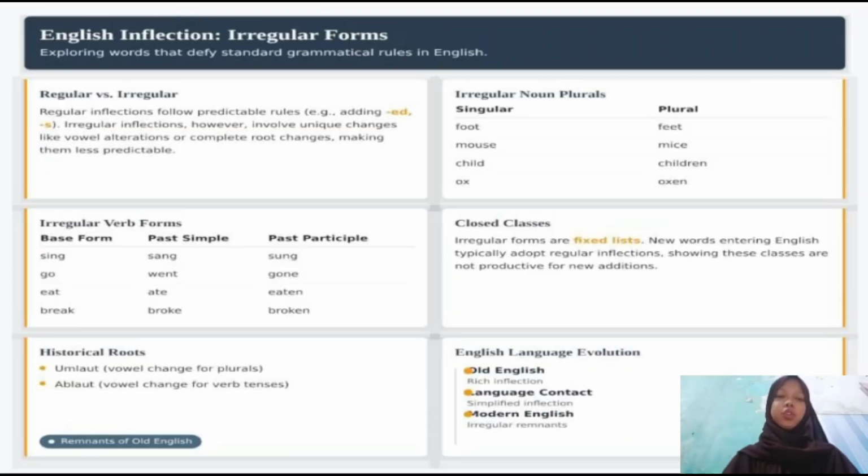So, in simple words, closed classes stay the same, but English has moved from a very complex language to a much simpler one, with only a few irregular forms left.